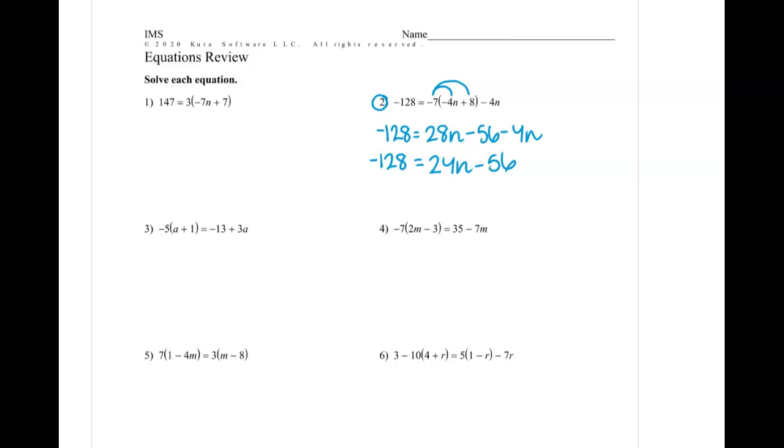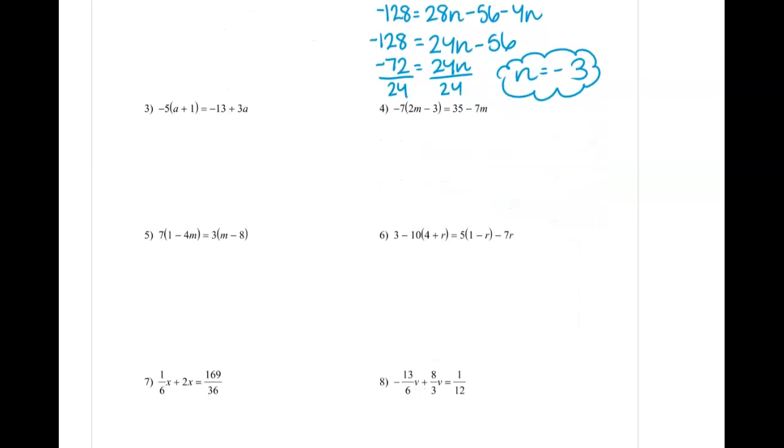If we add 56 to both sides, we end up with negative 72, which is equal to 24n. Divide both sides by 24. n equals negative 3. Okay, I'll have you do the rest of 1 through 4 on your own.